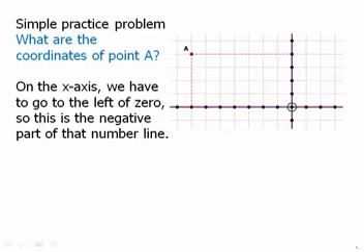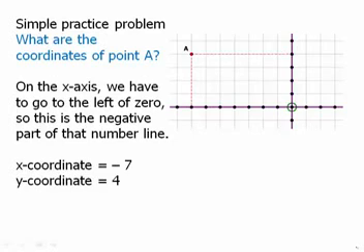So we count backwards, 1, 2, 3, 4, 5, 6, 7, and then we count up 1, 2, 3, 4. So that means that the x-coordinate is negative 7, the y-coordinate is positive 4, and the coordinates of that point are (-7, 4). That is the unique ordered pair which gives the exact location of that point.